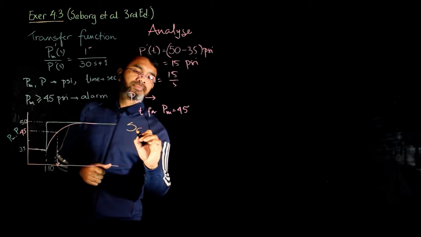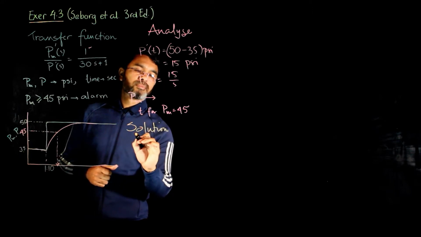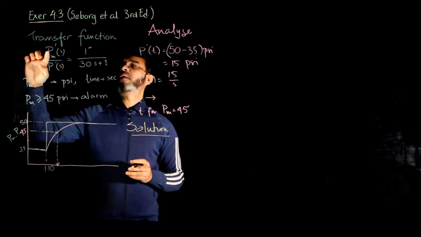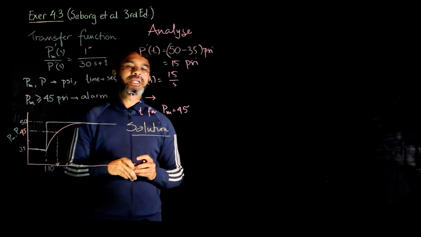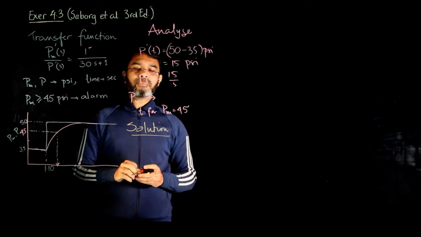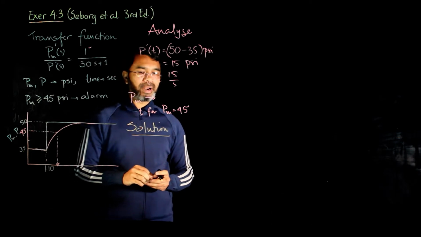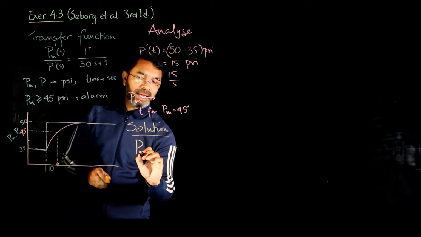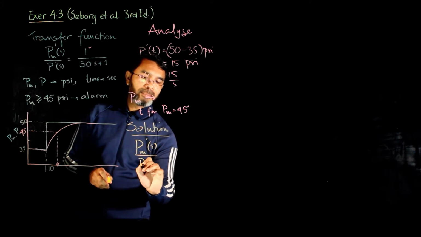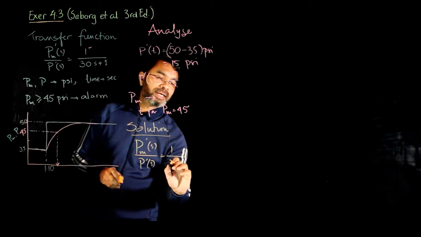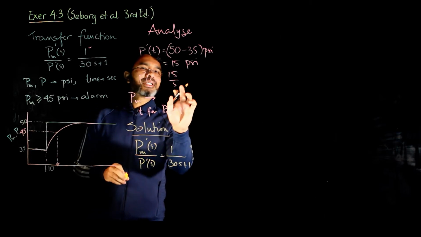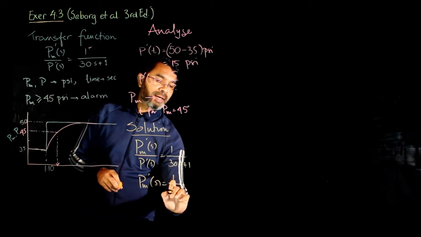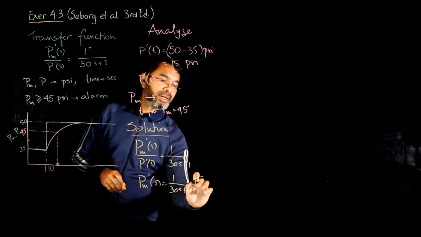Now let's look at the solution. To find Pm, we need to find Pm prime. You know the relation between Pm prime and P prime, and we can use that to get Pm prime, and then Pm will simply be Pm at the initial state plus this Pm prime. So for P prime of s equals 15 over s, we get Pm prime of s over P prime of s equals 1 over 30s plus 1. So for this given P prime, we'll have Pm prime of s equals 1 over 30s plus 1 times 15 over s.